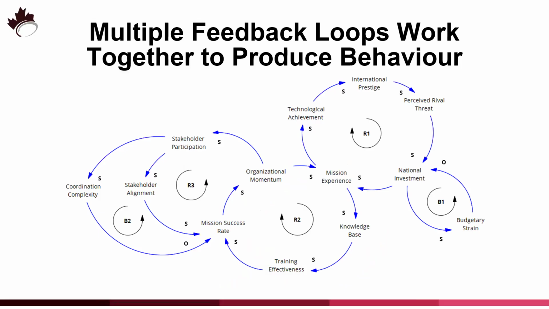Here's a larger version of that causal loop diagram. We have the original two loops, R1 and B1, over here. And then we have an additional R2 loop here, R3 loop here, and B2 loop here. This is a model of space leadership that I put together a couple of years ago.